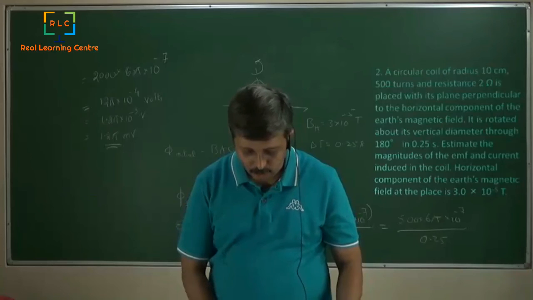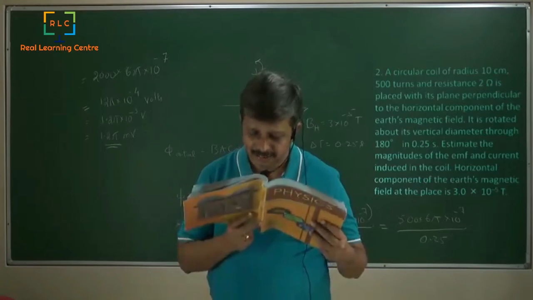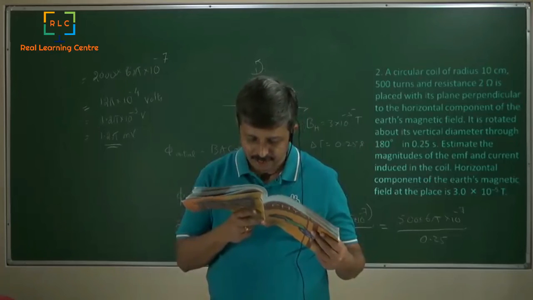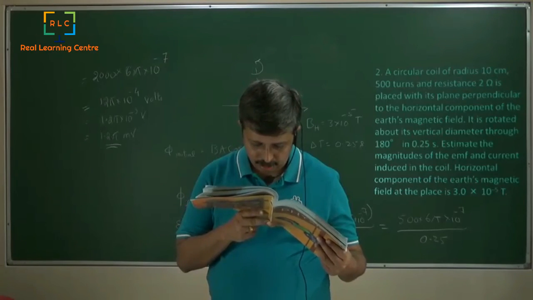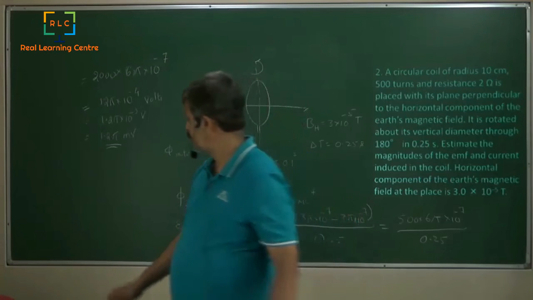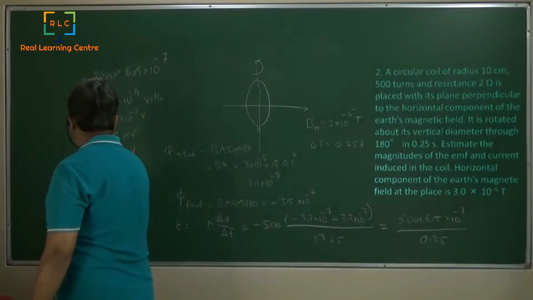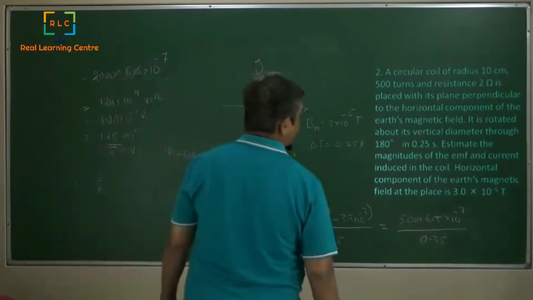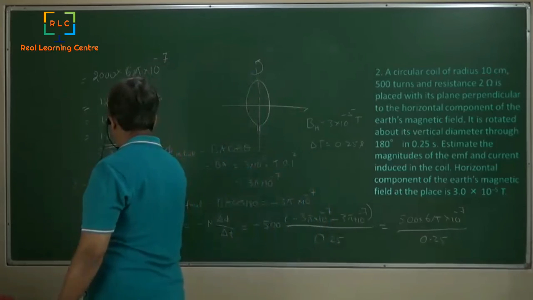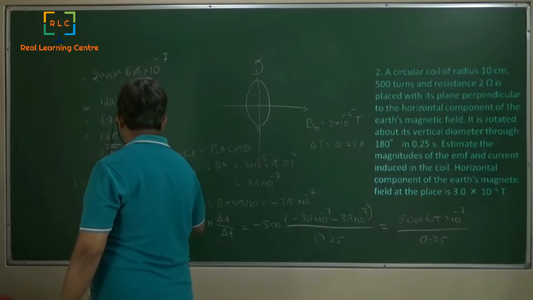Now, if you want to calculate the current, you have to divide it by the resistor. Okay, so this will turn out to be about 3.8 millivolts. If I want to calculate current, that will be equal to EMF divided by resistance. Resistance is given as 2 ohms. So 3.8 by 2 ohms, which is equal to 1.6 milliamps, is the current.